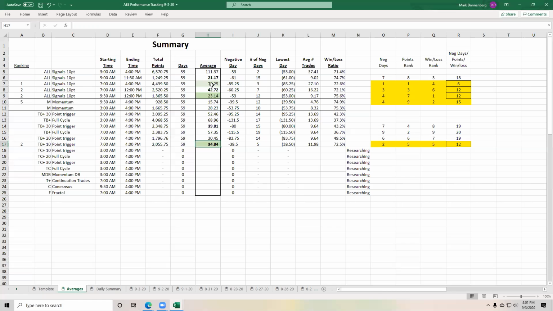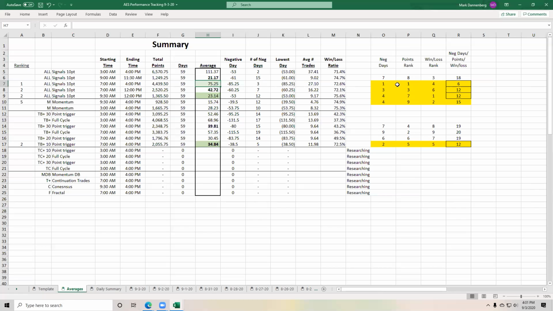The number 1 category is this one right here, that is from 7 to 4, trading all signals, looking for 10 points of profit or possibly locking in 5. And it's averaging 75.25 points a day. We only had 3 losing days out of 59 days. That's a pretty rock solid number, in my opinion. And overall, on a position by position basis, we have a 72.6% win rate.